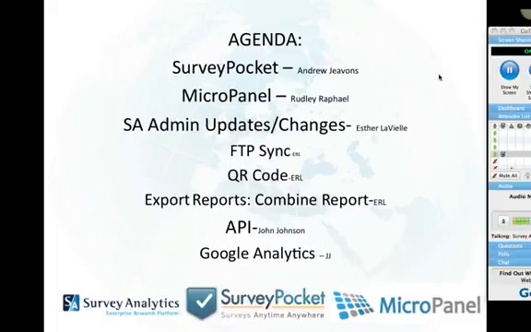On our agenda today, we're going to be talking about Survey Pocket, which is our mobile field application tool, micropanel, and then we'll also let you know of new updates and changes that we've made on the Survey Analytics online platform. That includes admin updates and changes that you can make, FTP syncing, QR codes, exporting the reports, API, and also Google Analytics. So the first thing that we're going to speak of today is Survey Pocket, and we're going to pass this over to Andrew.